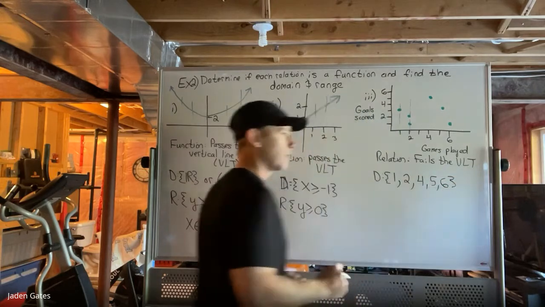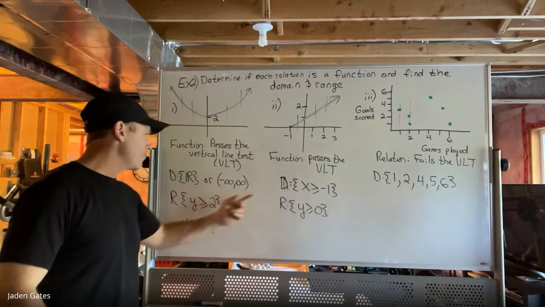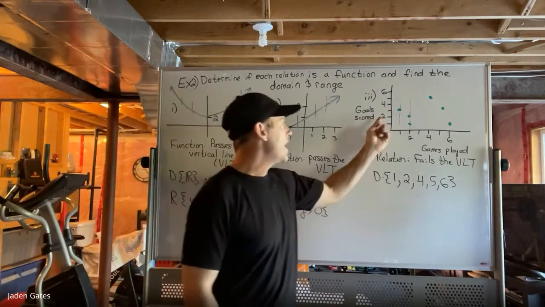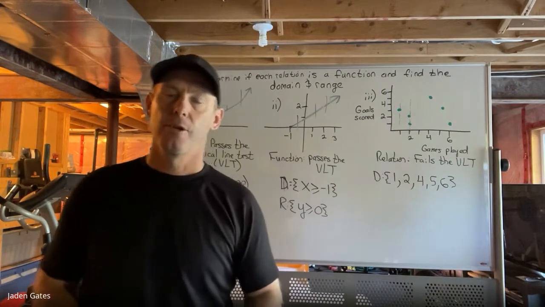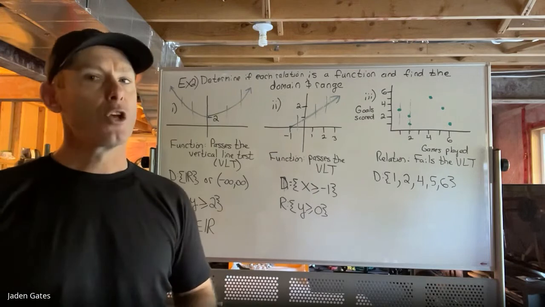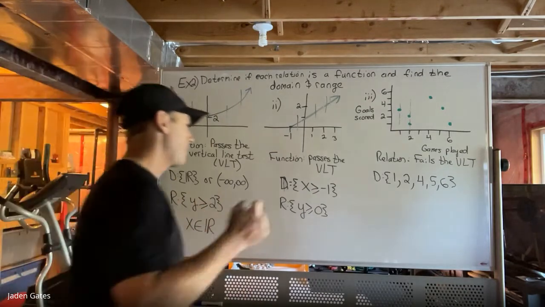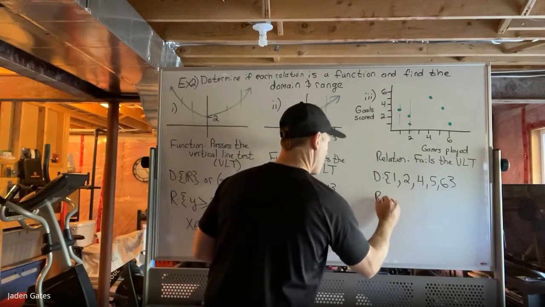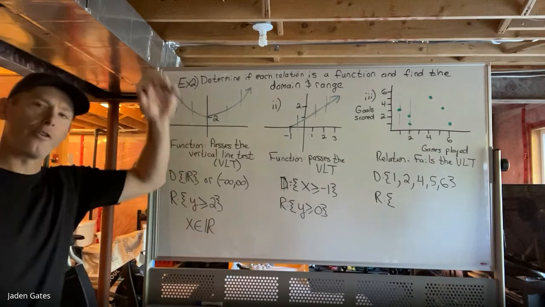6 games. What you will notice here in this example is that I didn't do the intervals because you can't score or you can't play 1.5 games, right? You might say that, but in terms of actual statistics, as soon as you step on the field, you played a game. You can't play part of a game. All right, range. Well, again, the range is our up and down, our vertical values.